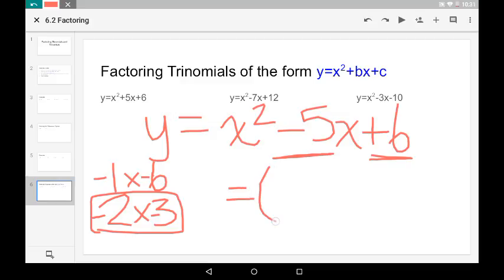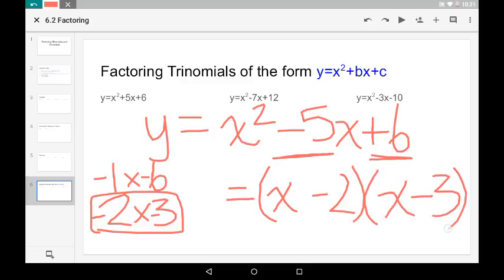So we can factor this out, and we can have x minus 2 and x minus 3, because negative 2 plus negative 3 is negative 5, and negative 2 times negative 3 is 6.